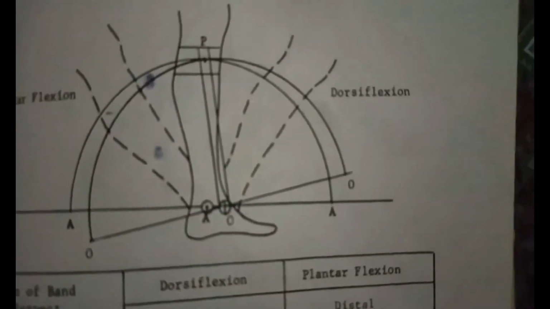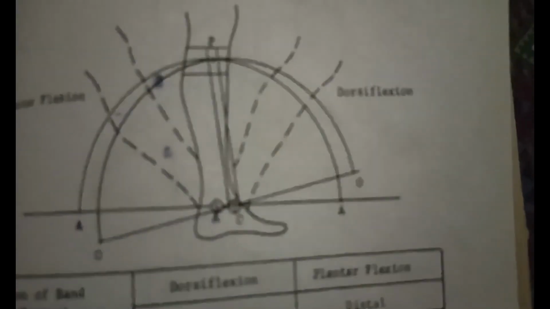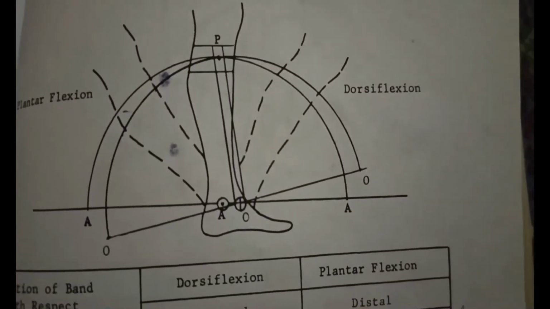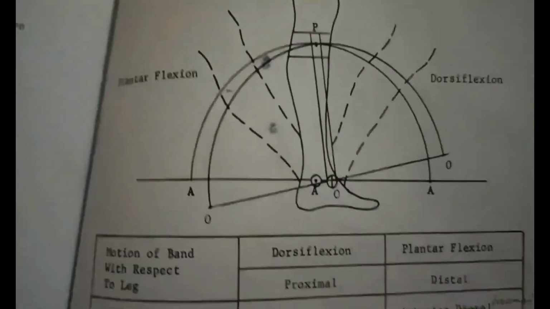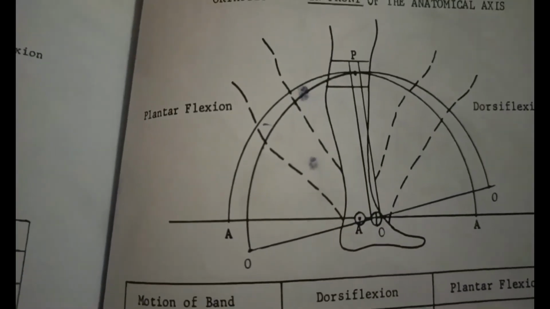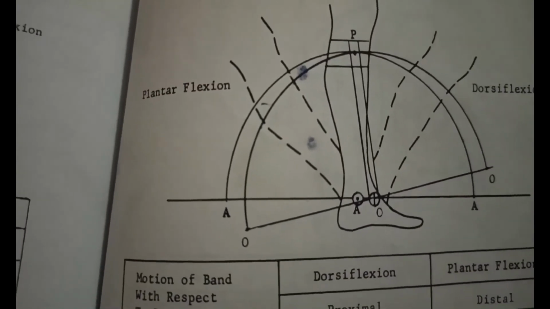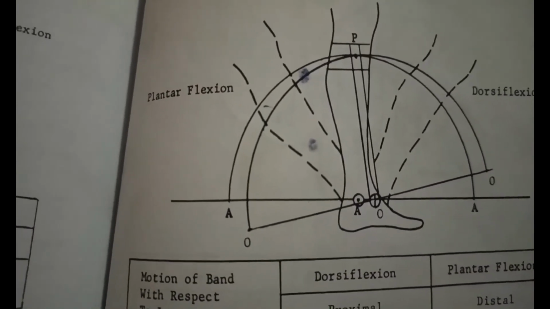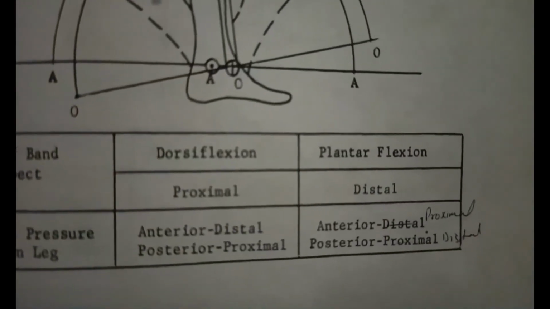As you can see, in dorsiflexion, the arc of O is above the arc of A, which means during dorsiflexion the band will move proximally, as written here. During plantar flexion, as you can see, the arc of O is below the arc of A, which means during plantar flexion the band will move distally, as shown here.